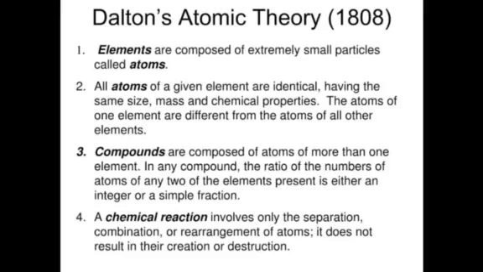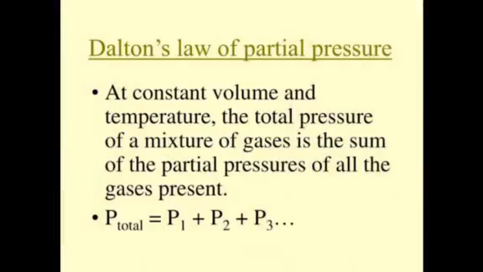Dalton's atomic theory: Elements are composed of extremely small particles called atoms. All atoms of a given element are identical, having the same size, mass, and chemical properties. The atoms of one element are different from the atoms of other elements. Compounds are composed of atoms of more than one element. In any compound, the ratio of the numbers of atoms of any two of the elements present is either an integer or a simple fraction. A chemical reaction involves only the separation, combination, or rearrangement of atoms. It does not result in the creation or destruction of atoms.